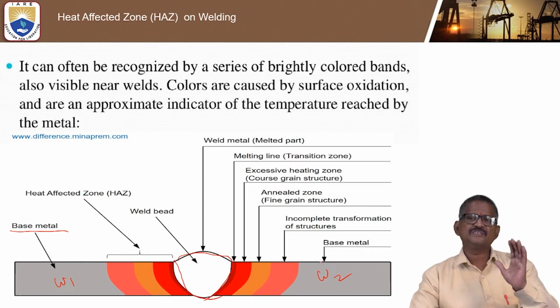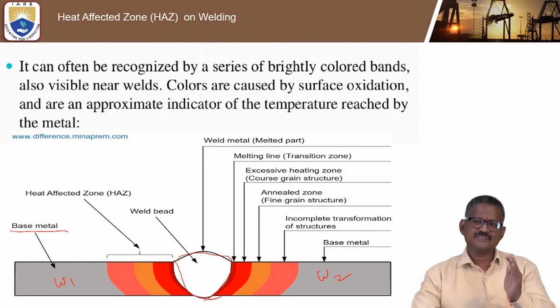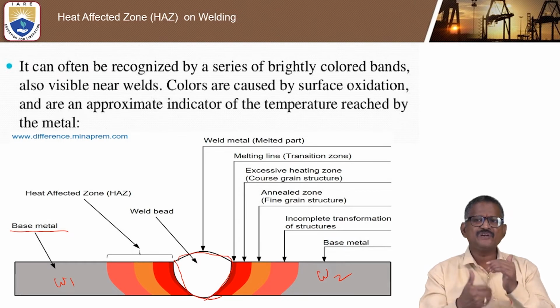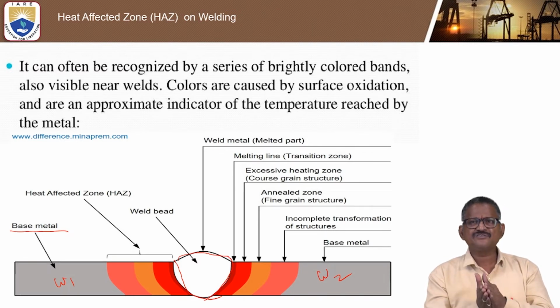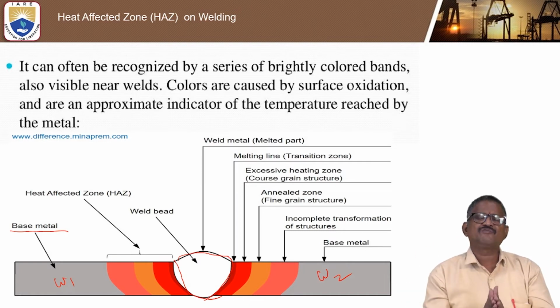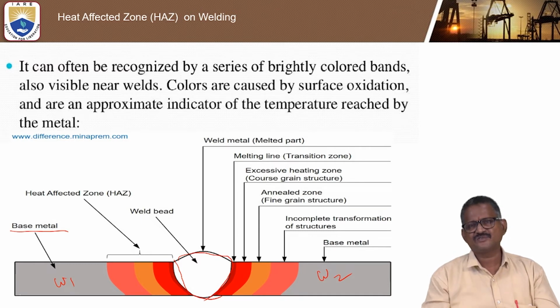Depending upon the base metal, when you heat it, the filler and electrode will touch, and there will be an incomplete transformation structure. In the annealed zone, a fine grain structure takes place. In the excessive heating zone, a coarse grain structure takes place. Finally, the melting zone is the transition zone. Only there are the two metals joined together, and by solidification time it will be ready for joining. A permanent joint will occur. That's called the weld metal, the melted part shown in the middle.